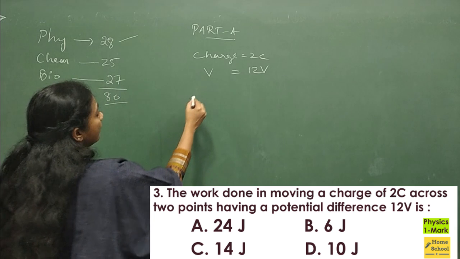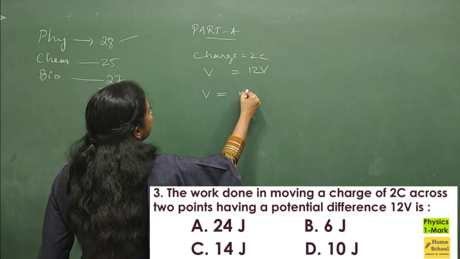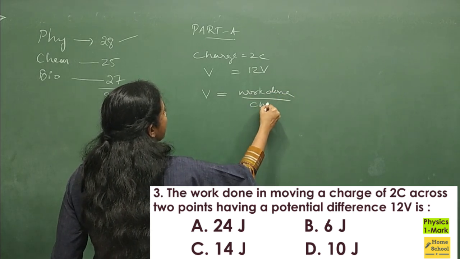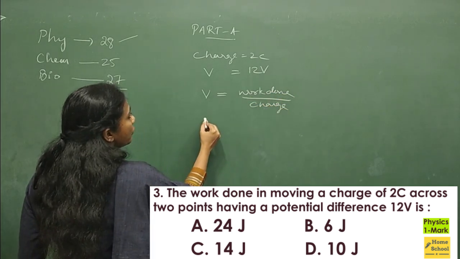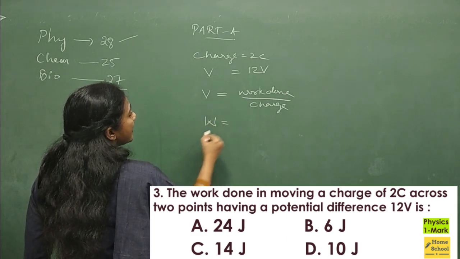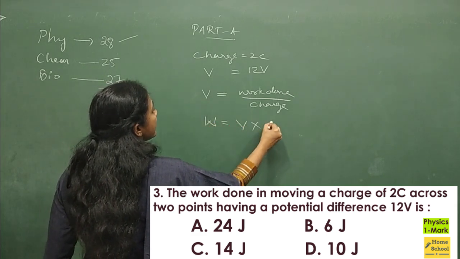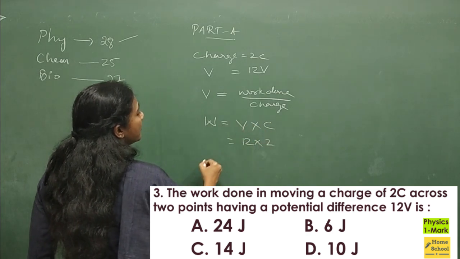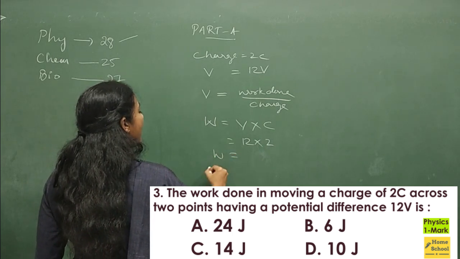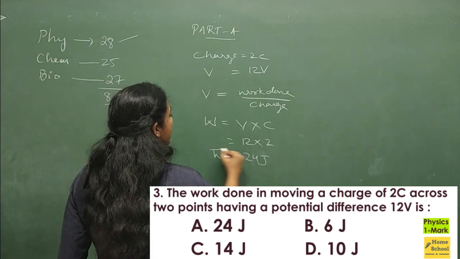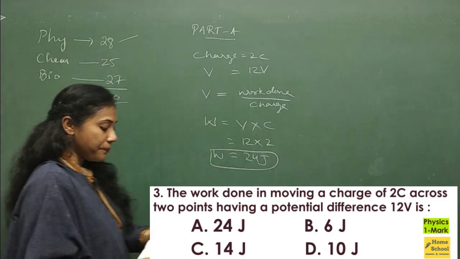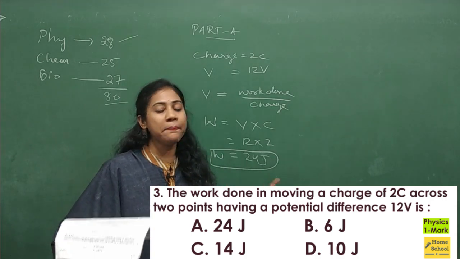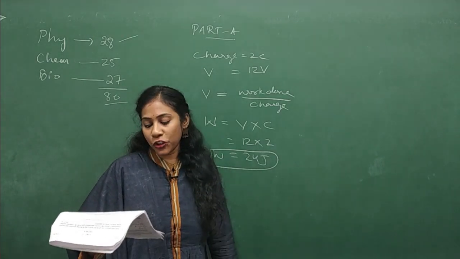And we all very well know that voltage is equal to work done by charge, isn't it? So what they are asking you to calculate is work done, so it is nothing but voltage into charge. Voltage is 12 and charge is 2 coulomb. So definitely work done is 24 joules. So where is the option? The first option is correct, 24 joules. So a very simple numerical. Coming to the fourth question.